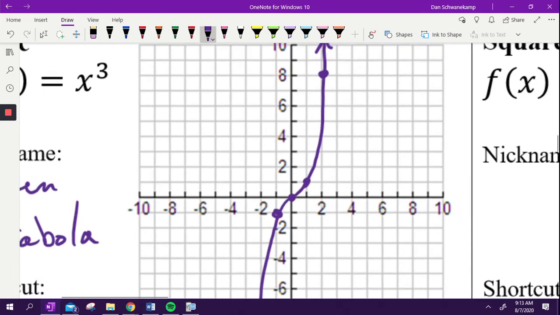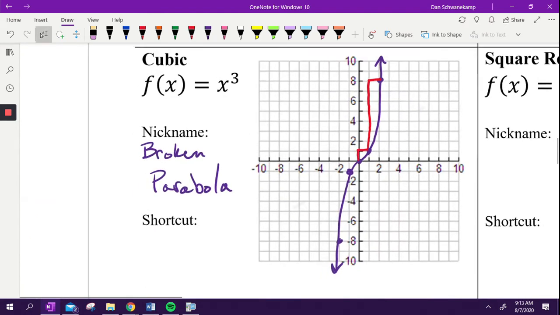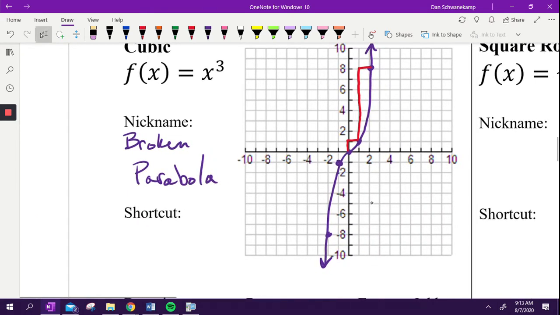Everybody good there? Domain. Domain is all real numbers. I can plug in any number. I can plug in 5, and it's going to be 125, but I can plug it in. I can plug in 10 billion. It's going to be huge, but I can plug it in. What about range? All real numbers, because this time I got an arrow pointed up to the ceiling and down to the ground. I got to go in both directions, so I'm all real numbers.